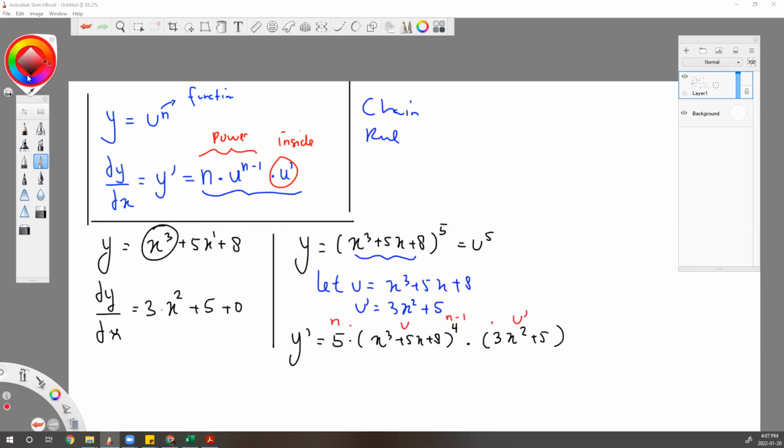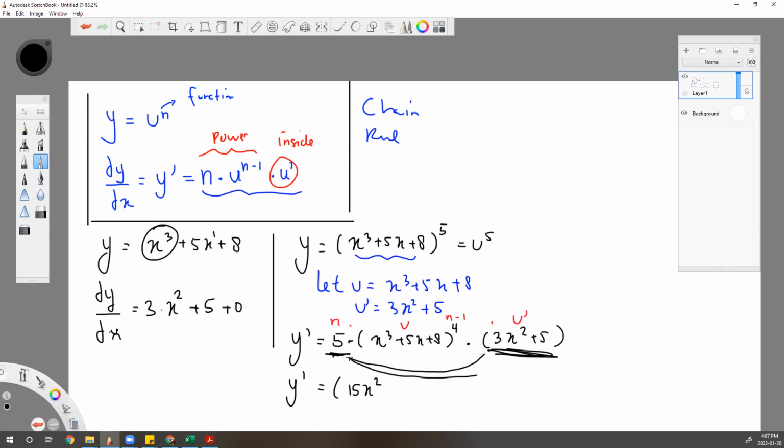Now, usually, in most questions you need to simplify. So what can you simplify? n and u accent. You just multiply this with this, because multiplying with the power 4 would be so messy. So you think of the simple way: 15x squared plus 25, and then multiply by x cubed plus 5x plus 8, all to the power 4. Actually, this is already an answer, but you need to simplify the answer. Get the idea, Tedra?